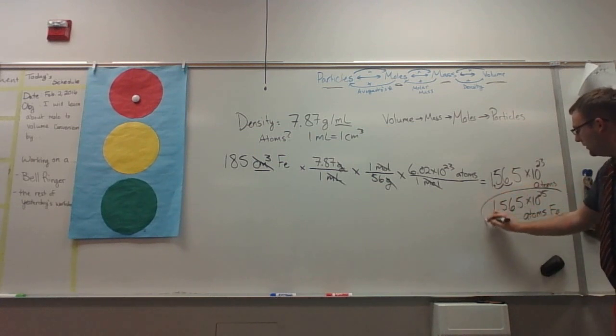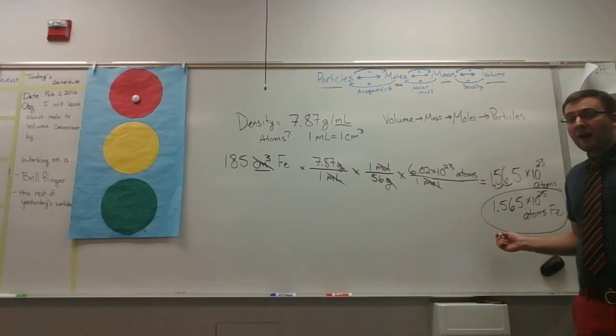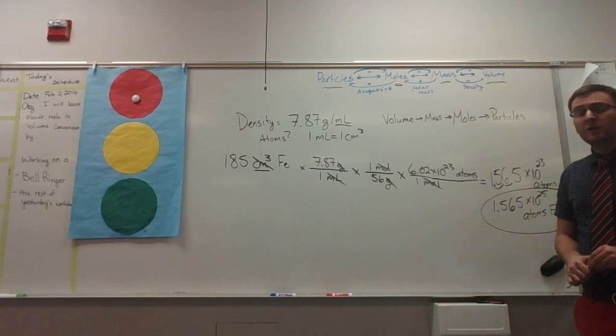And this is the correct answer for how many atoms I have in 185 cubic centimeters of iron.